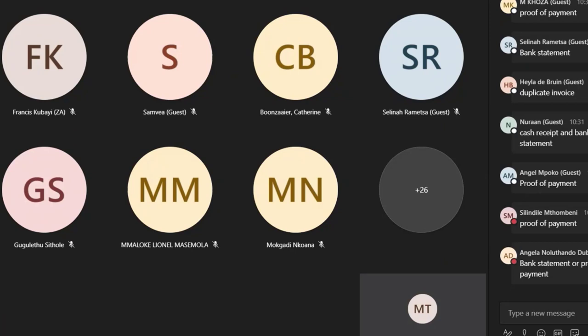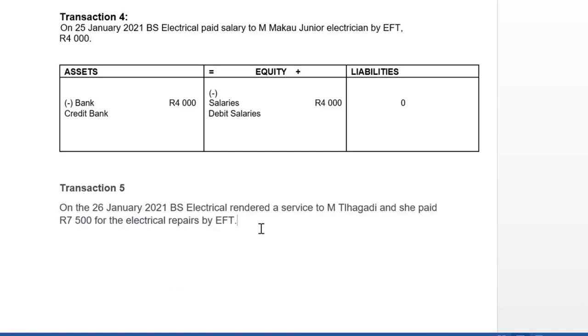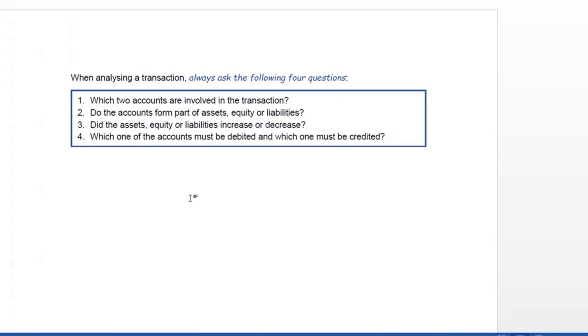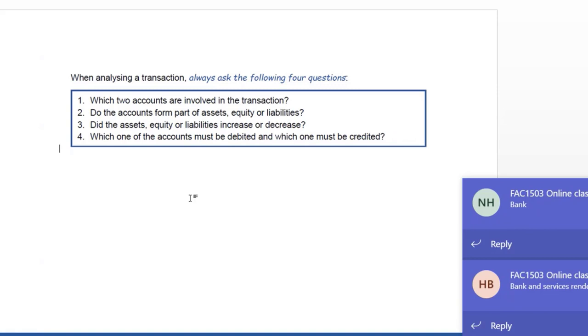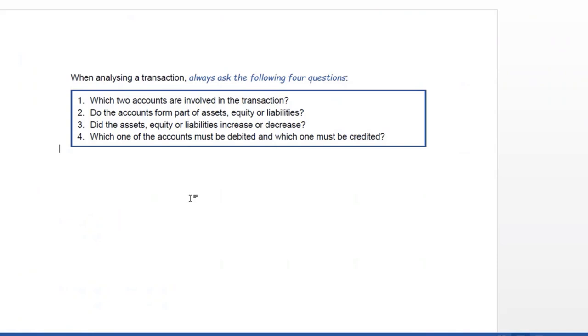So I want us now, on the same transaction, to apply the double entry principle. The first question is, what are the two accounts? So which two accounts are involved in the transaction? I see bank, and service rendered. Which two accounts are involved in the transaction?